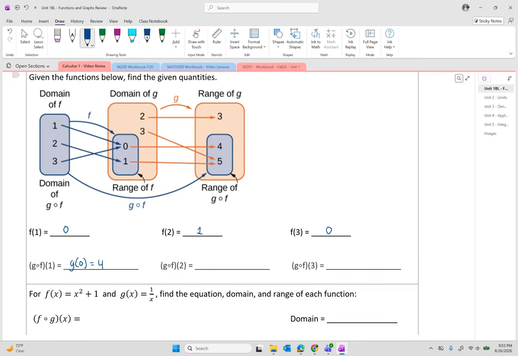g circle f of 2 will be g of f of 2. f of 2 is 1, so g of 1 is equal to 5. And g circle f of 3 will be g of f of 3. f of 3 is 0, and g of 0 will equal 4. So this is approximately or visually how the composition will work.